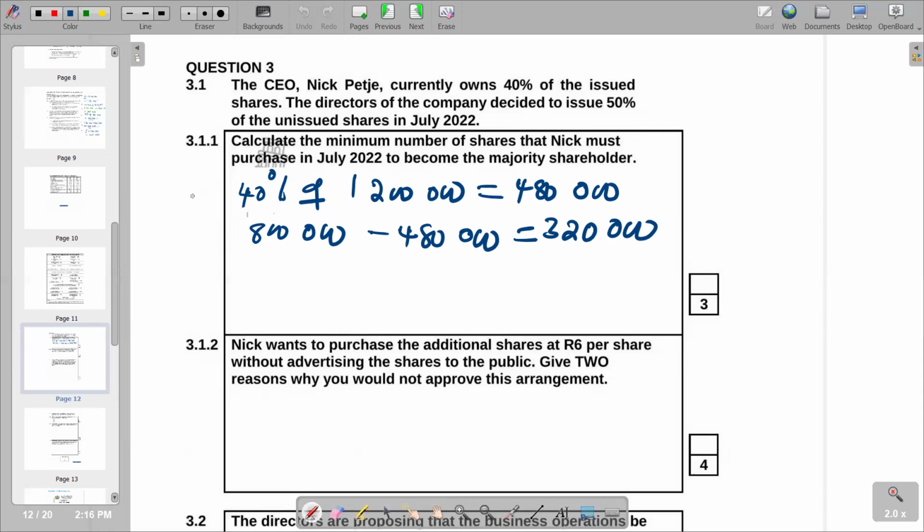So we're going to say 320,000, and then we add one. If you add one, you're going to get 320,001. So these are the shares which are needed by Nick to become the majority shareholder. Basically, this is the calculation that we have for the 3 marks.